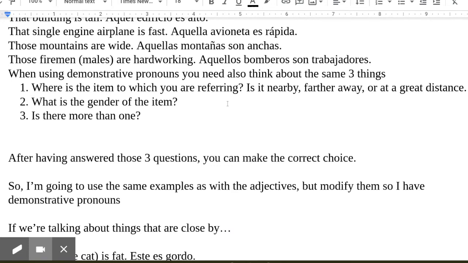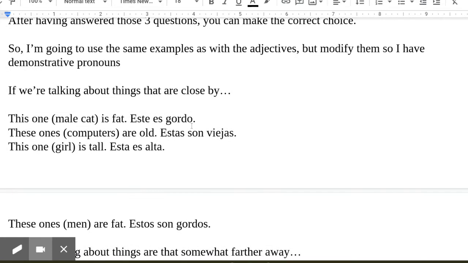So when you're using demonstrative pronouns, you got to think about the same three things. Where is it? What's the gender? And how many are there? And then you're just going to take the noun out of the sentence. So these are the same sentences that I gave you a second ago. But all I'm doing is taking the noun out, and it changes the translation of the sentence a little bit. So this one is fat would be este es gordo.